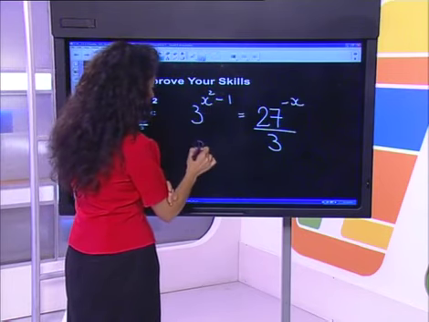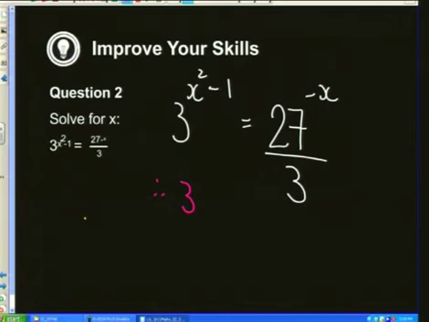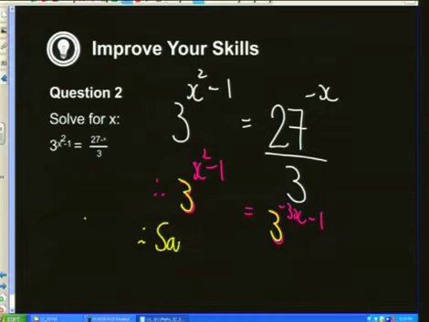So in our next step, we could say, therefore, x squared minus 1 is equal to 3 to the power of negative 3x divided by 3 means minus 1. So I've got same base on either side, base 3, and therefore I say same base, equate exponents.